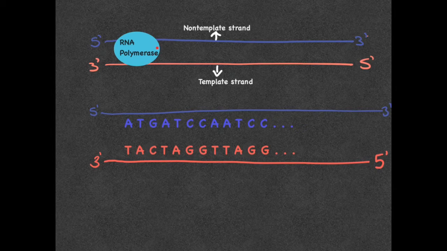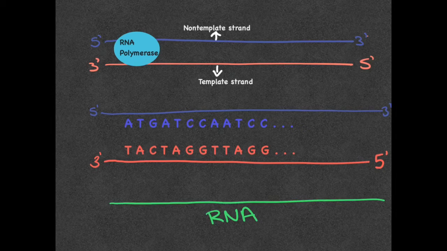As the RNA polymerase moves down the DNA strand, it is going to attach the correct nucleotides to make the new RNA molecule. So let's take a look at what this looks like. Remember that our RNA is going to be made from the template strand. So let's look at this example and figure out what's going to happen.